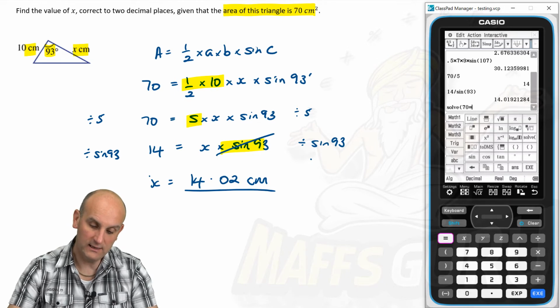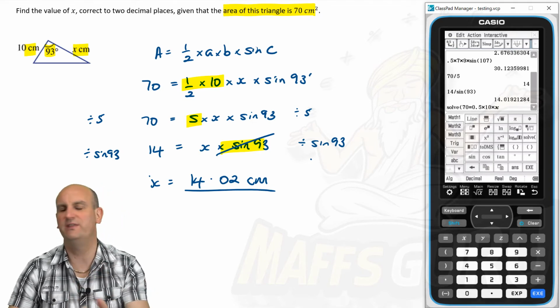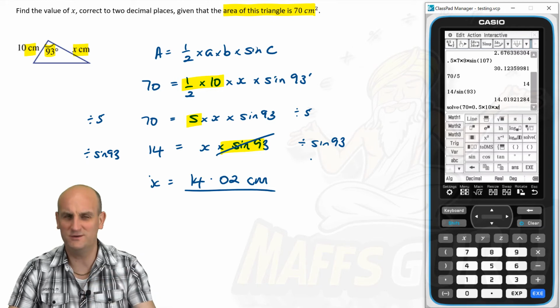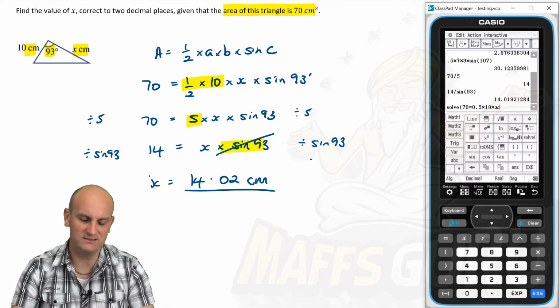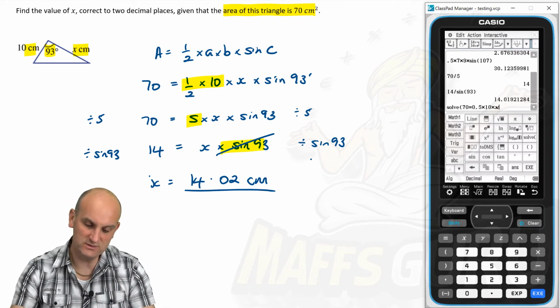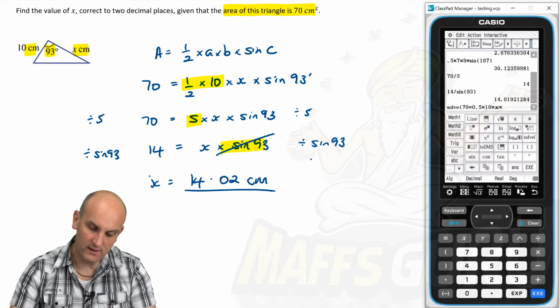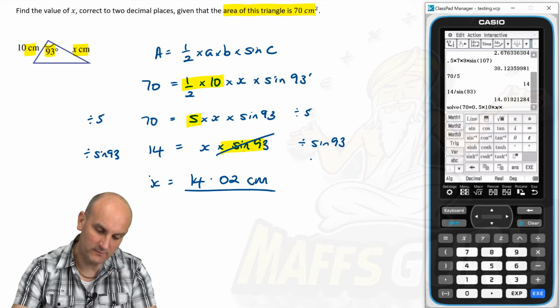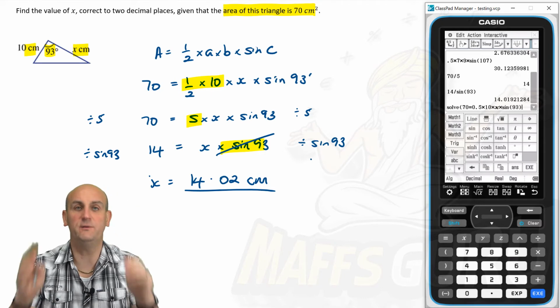70 equals, I'm not going to type a half that way, I'm going to type 0.5 multiplied by 10 multiplied by X. Now a word of warning here, it doesn't matter if they use theta, Y, P, R, always use X. It's there on your calculator to use, so my advice is just use it. Times by X, times by the sine, so I have to go back to trig, of 93, close the brackets. Now that's my equation in.